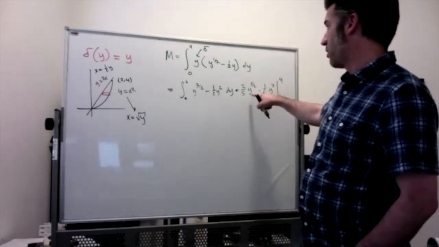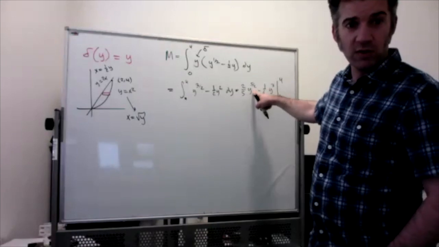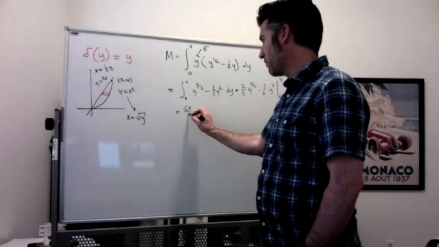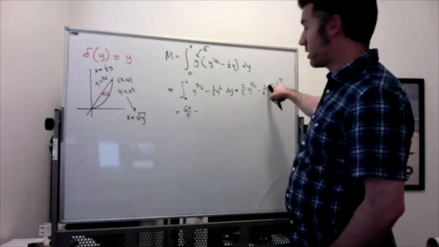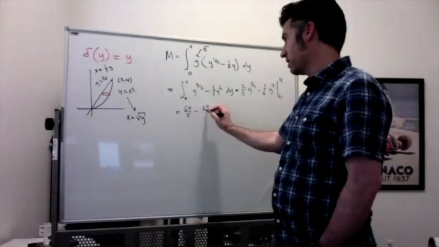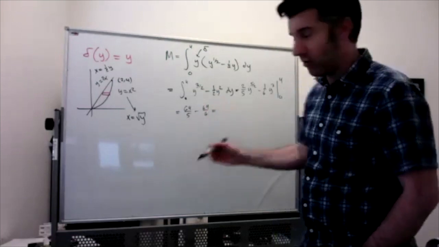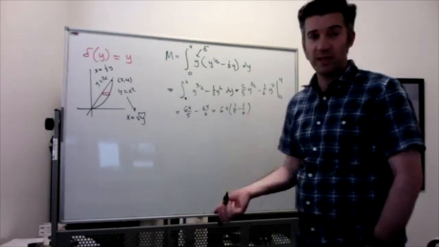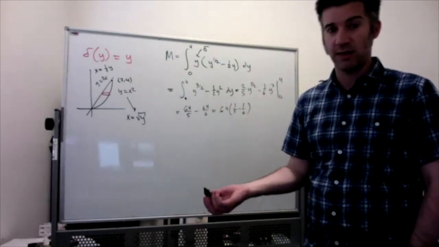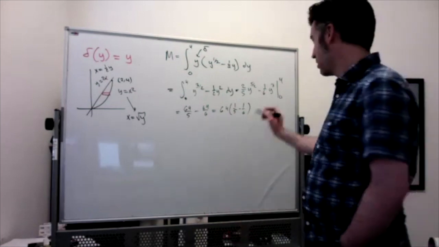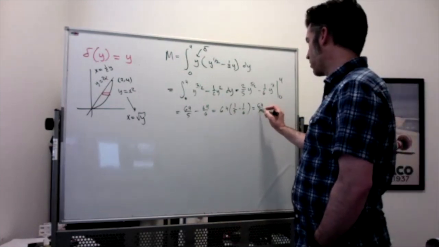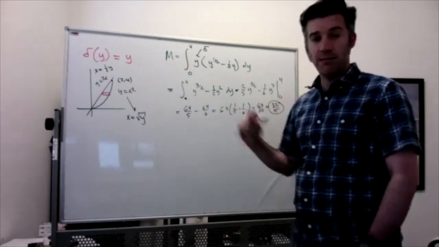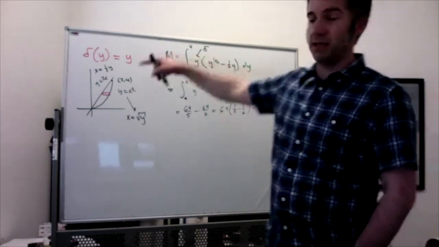So when you plug in 4 to the 5/2, the square root of 4 is 2, 2 to the 5th is 32, 32 times 2 is 64. So you get 64/5 minus 4 cubed is 64, so you get 64/6. Factor out the 64. 1/5 minus 1/6 is 6/30 minus 5/30, which is 1/30. So you get 64 over 30, which reduces to 32 over 15. That's the mass of the shape with this variable density of y.